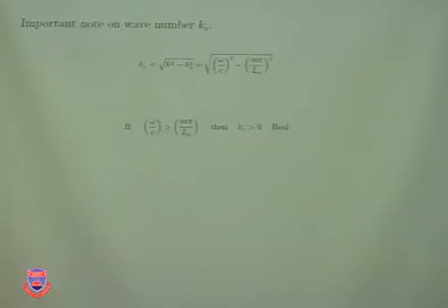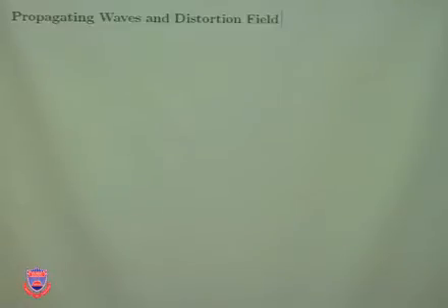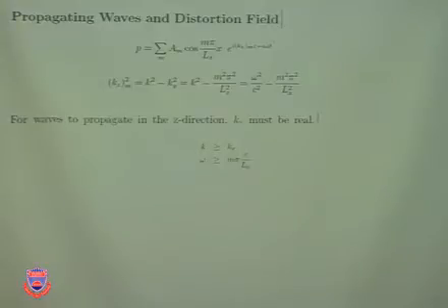So for frequencies omega larger than m pi over Lx times c, kz is real and it will propagate. And of course, for low frequencies, for a particular mode, it will be imaginary. We talked about propagating waves and the distortion field. What that means is what I just described.